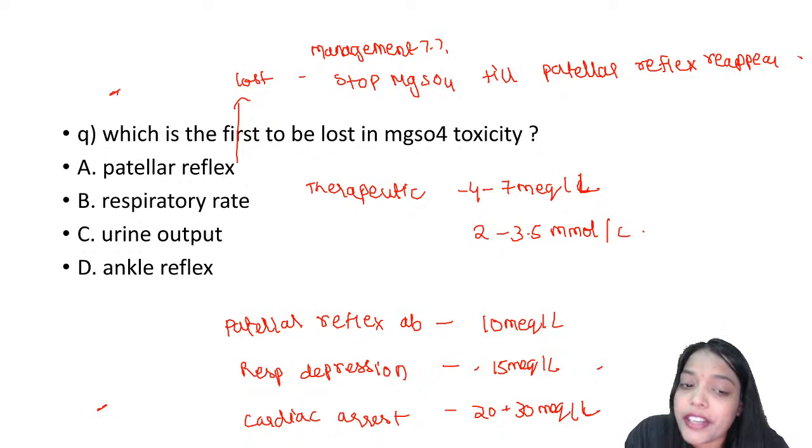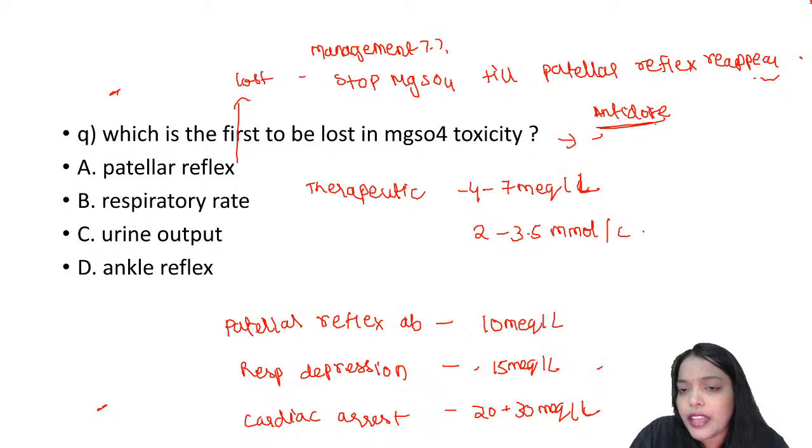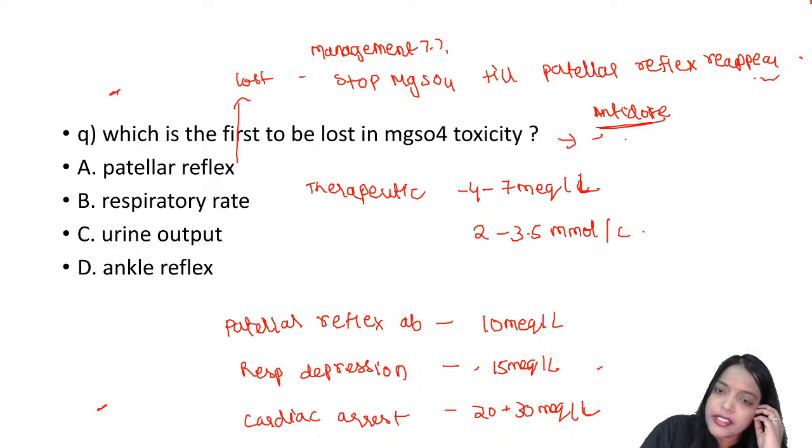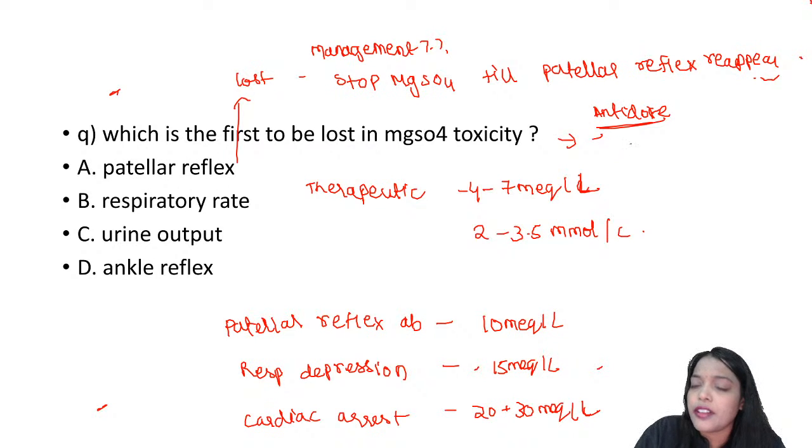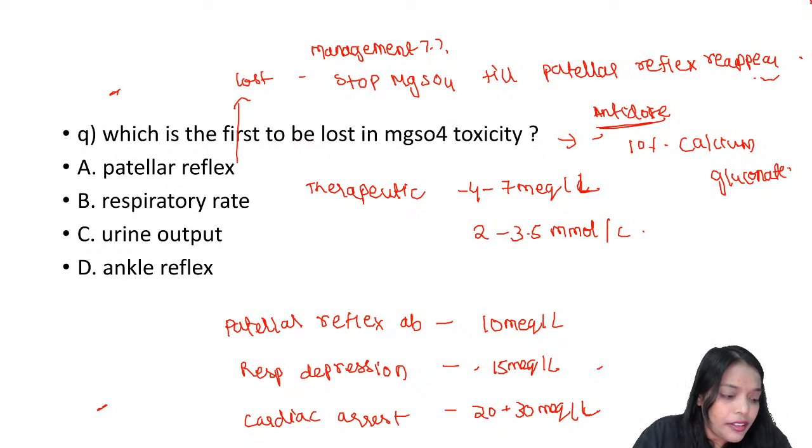But when you have respiratory depression or cardiac arrest, you cannot just say stop magnesium sulfate. You have to give the antidote for magnesium sulfate toxicity. The antidote for magnesium sulfate toxicity is 10% calcium gluconate. Okay. 2-3 questions more.